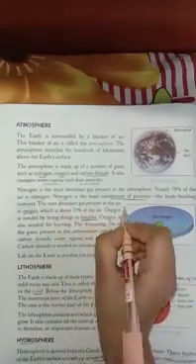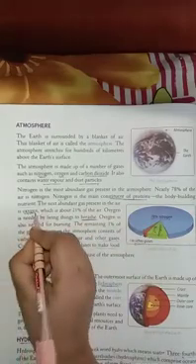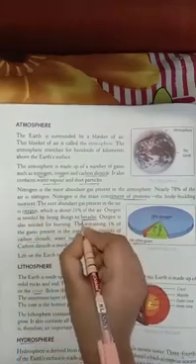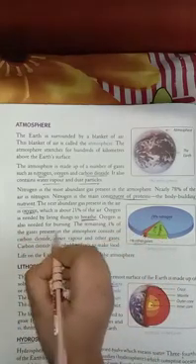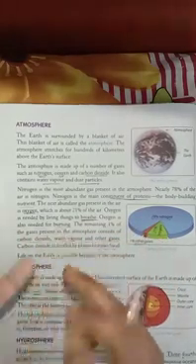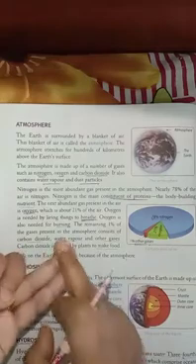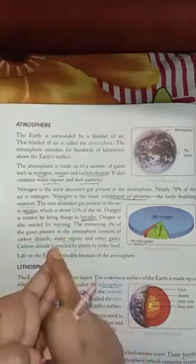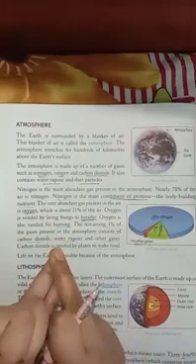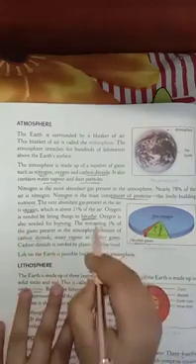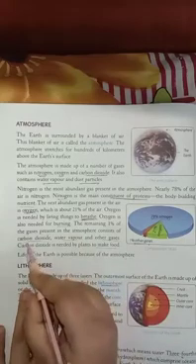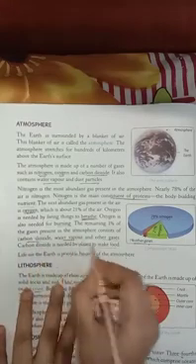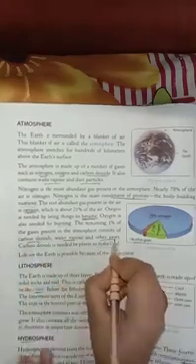The next abundant gas in the air is oxygen. Oxygen helps us to breathe. Oxygen is also needed for burning. So it is also an important gas present in the atmosphere. The remaining 1% of the gases present in the atmosphere consist of carbon dioxide, water vapor and other gases.